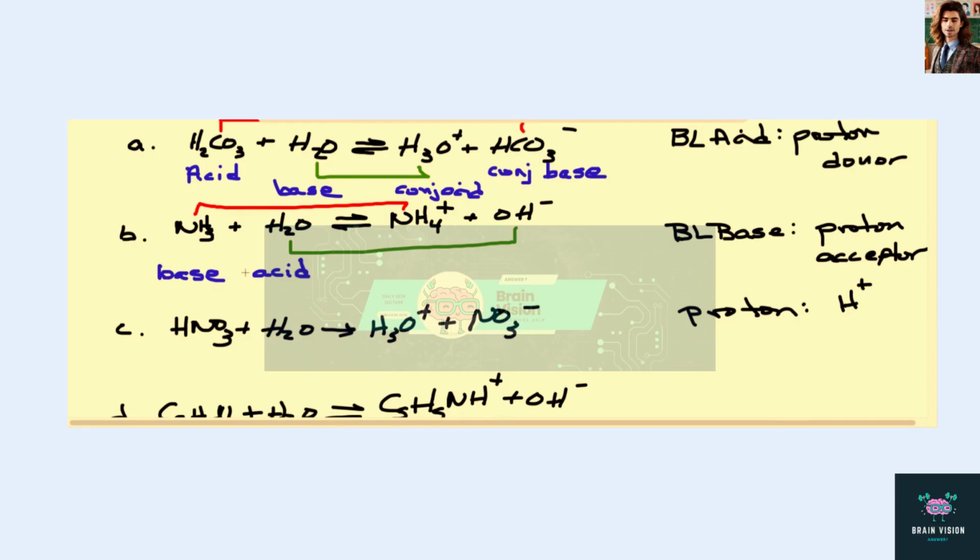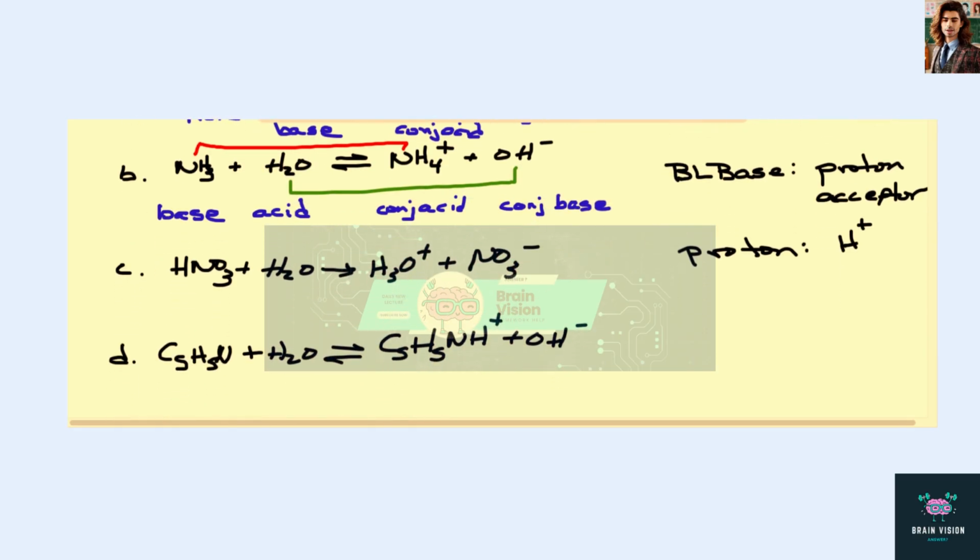Now on the other side, we have our conjugates. The NH4 plus has the extra H plus compared to the NH3. That makes it a conjugate acid. And the OH minus has one fewer H compared to water, conjugate base. And if you think about it, it can accept an H plus and become water. A base is a proton acceptor.